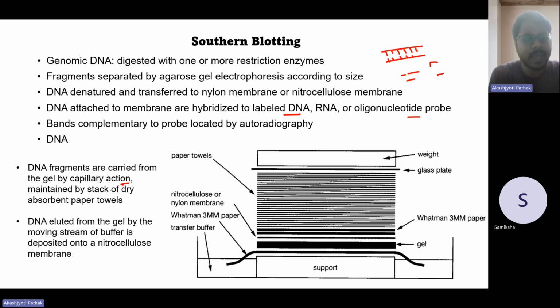And this is the capillary action. How will you maintain this capillary action? By adding a stack of dry absorbent paper towels. So to maintain the capillary action, you add a couple of towels, and then the DNA is eluted from the gel by a moving stream of buffer. And as the buffer moves, what will happen? The DNA will get deposited on the nitrocellulose membrane.